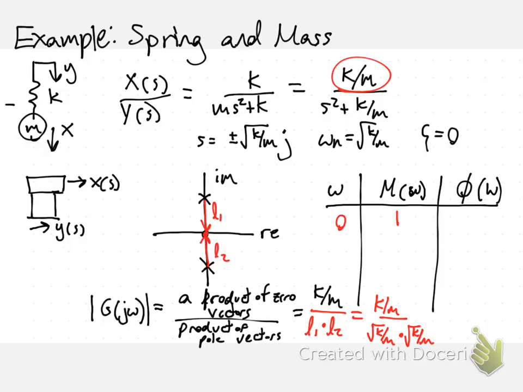We have a pole that is going at negative 90 degrees for its angle, and for this one it's going to be positive 90 degrees. So because of that, if we draw with respect to horizontal, we have negative 90 degrees plus positive 90 degrees, so our phase angle is also going to be 0 degrees.